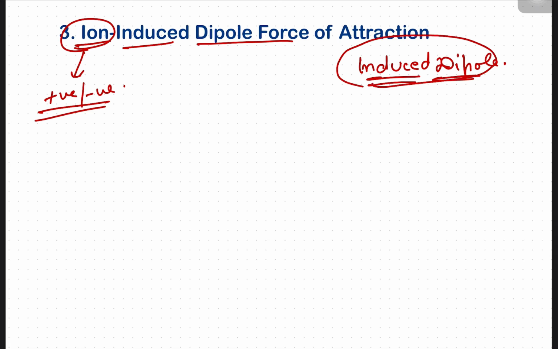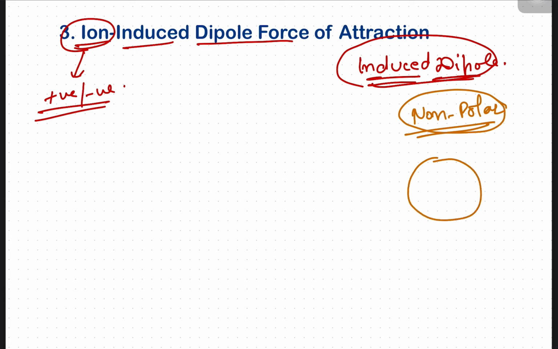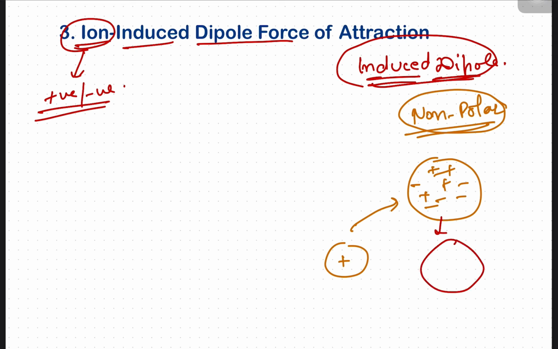For example, you have a non-polar molecule. We know that in a non-polar molecule the charges are not separated, they are randomly distributed, like positive, negative, positive, negative. Now when a cation approaches a non-polar molecule, what will happen? It will attract the negative charge towards one side, so one side becomes negatively charged and the other side positively charged. So this is known as an induced dipole.